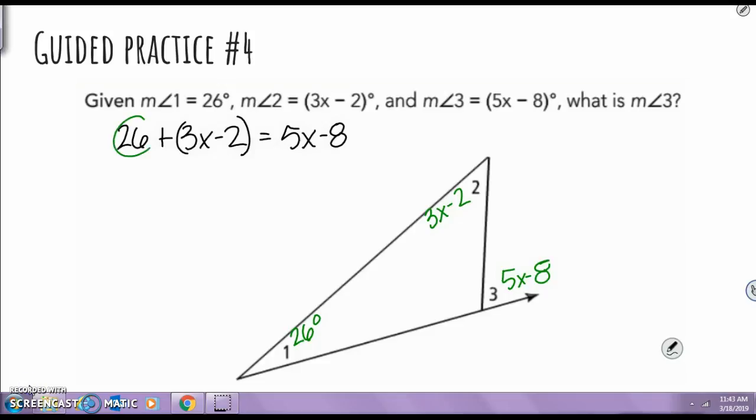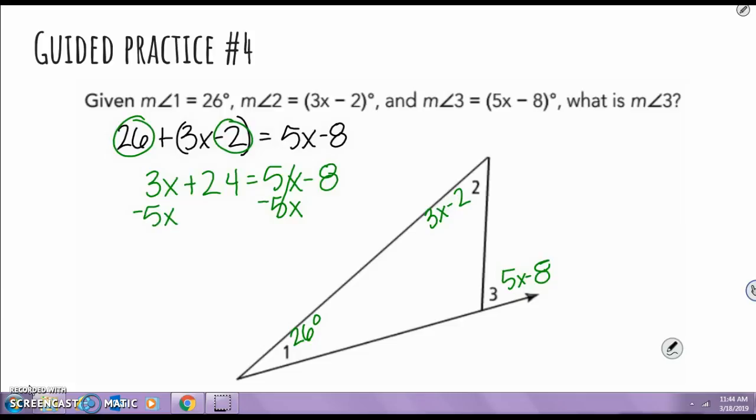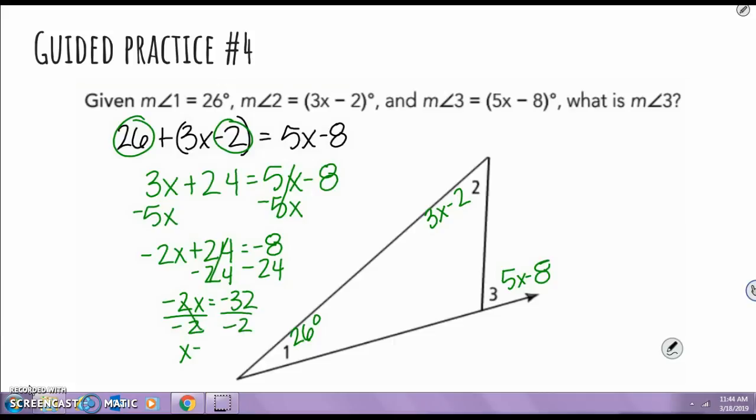I can combine like terms. 26 minus 2 would leave me with 3x plus 24 equals 5x minus 8. I'm going to solve for x, so I'm going to subtract 5x from both sides of my equation. Negative 2x plus 24 equals negative 8. I subtract 24 from both sides, and negative 2x equals negative 32. I divide by negative 2, and x equals positive 16.